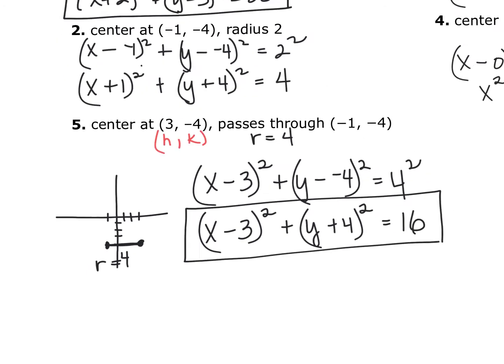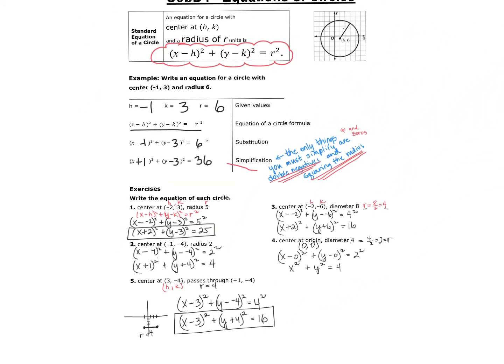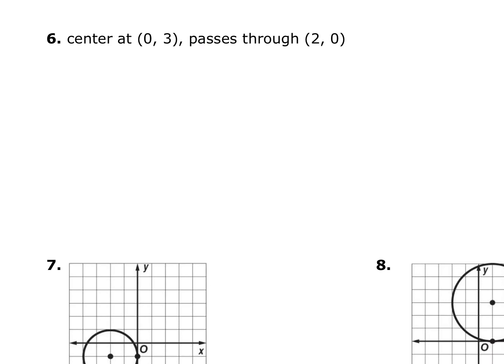All right, let's do another example. On this one, we have our center, which is our (h, k), and then we have to find the radius. So let's do a quick little sketch and see if we can just count that. So (0, 3) is here, and that's our center, and then it passes through (2, 0).